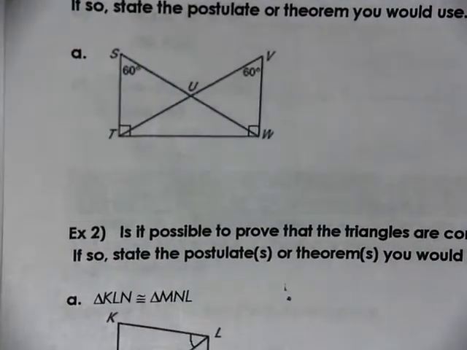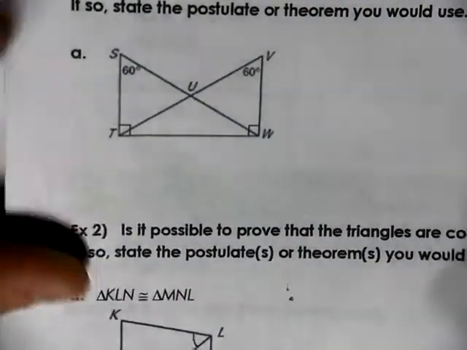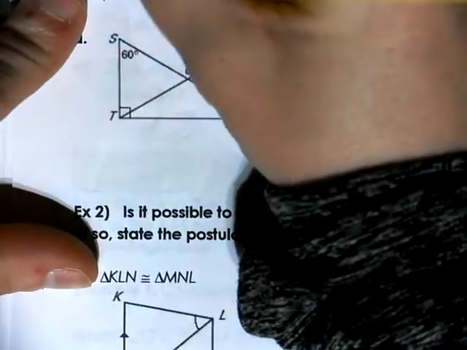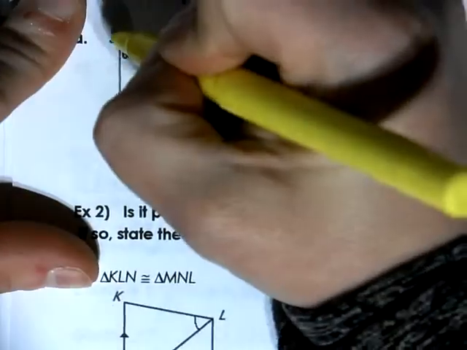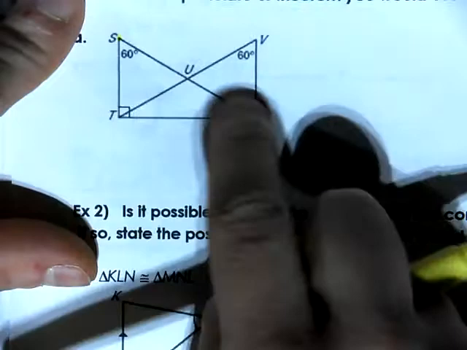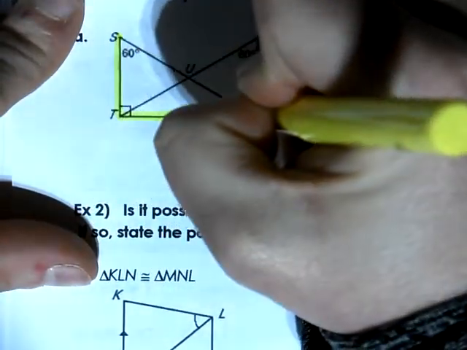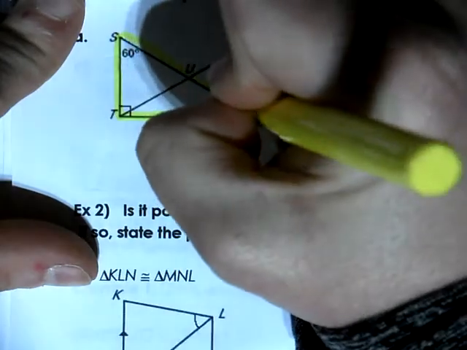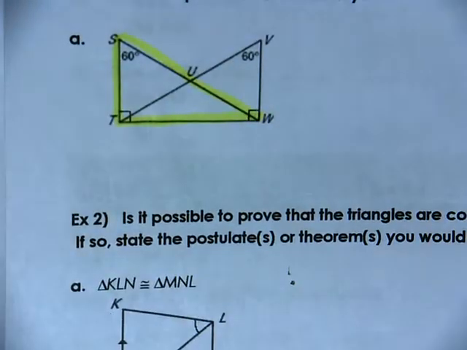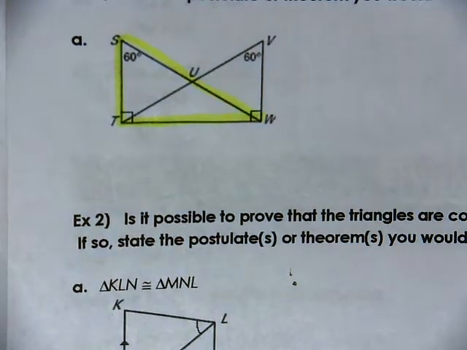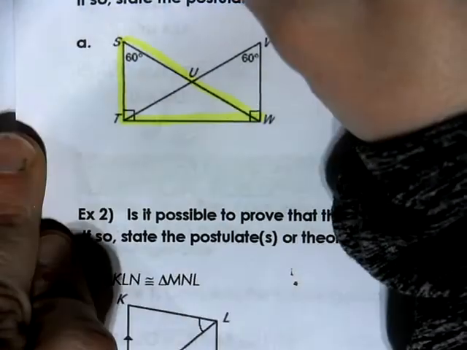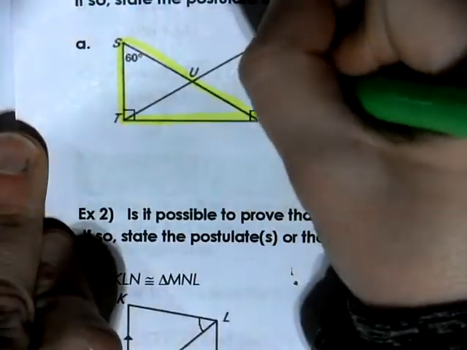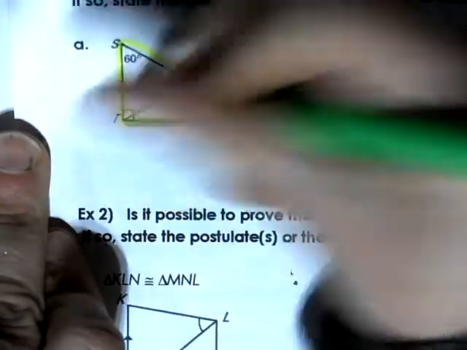So we are looking at triangle STW. I'm going to make STW yellow. And STW isn't the little triangles inside. Instead, it's this one right here, STW. And then I also have triangle, and we'll call this one green, VWT. So here is VWT.